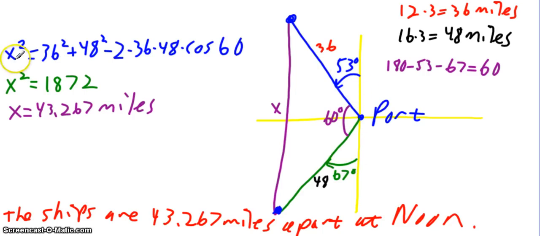So then I use the law of cosines. X squared equals 36 squared plus 48 squared minus 2 times 36 times 48 times the cosine of 60. X squared becomes 1872, so x is 43.267 miles. Therefore, the ships are approximately 43.267 miles apart at noon. Very good.